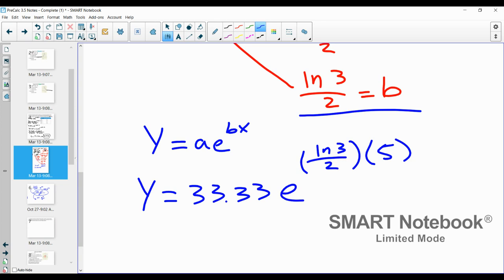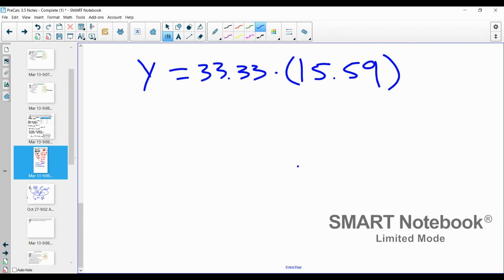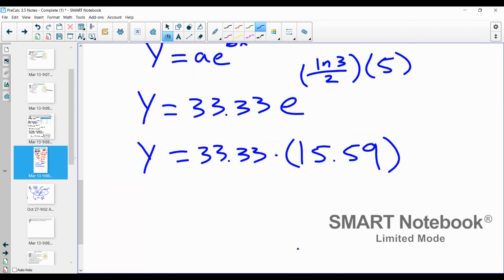And what I get when I do e raised to the ln of 3 divided by 2 times 5 is y equals 33.33 being multiplied by 15.59. Multiplying this out, 33.33 times 15.59, I get that there are going to be 519.61 flies. Spell flies right?